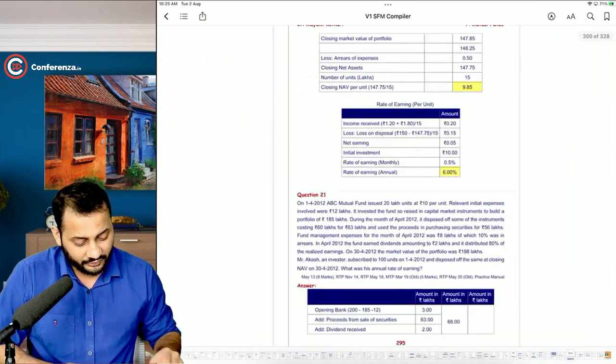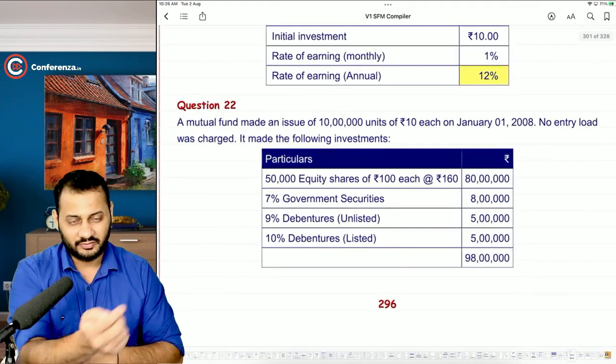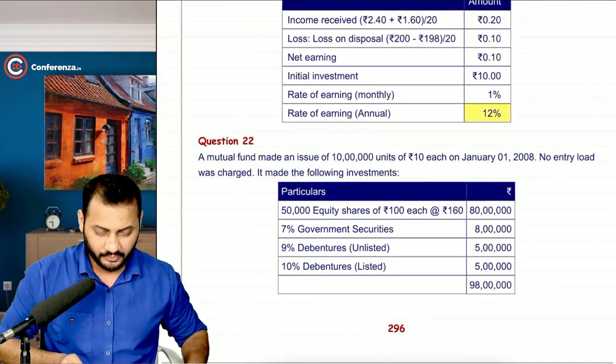Question number 21 is going to be your homework. Question number 22 is the next question that we are going to solve. Have a look. Now let's have a look at question number 22.